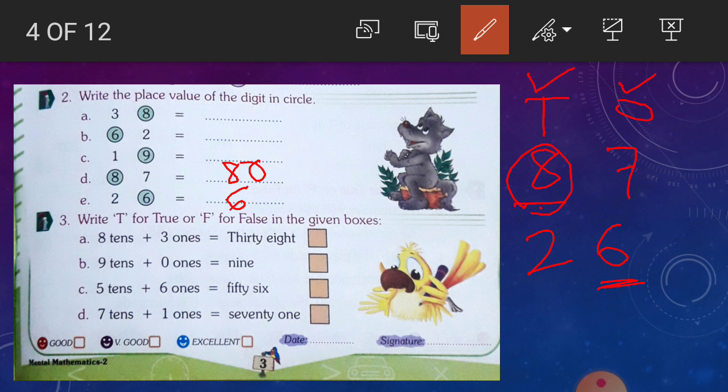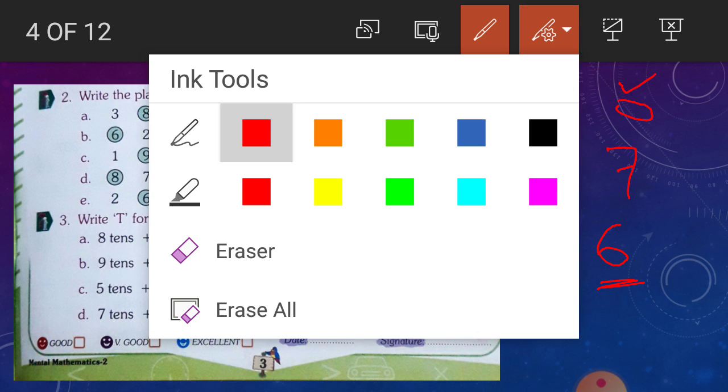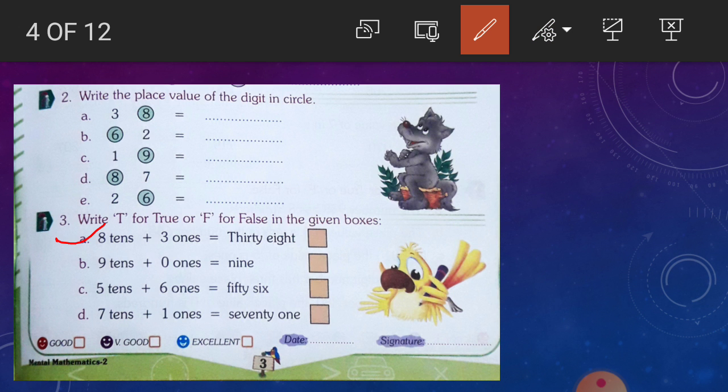Write T for true and F for false in the given boxes. 8 tens plus 3 ones, 38. As you know children, 8 tens is 80 and 3 ones. So the number becomes 83, not 35. So this one is false.